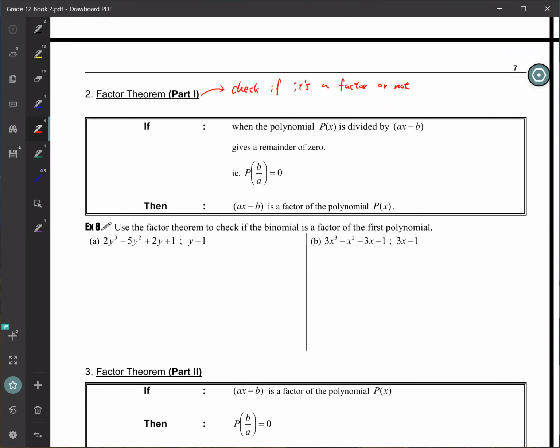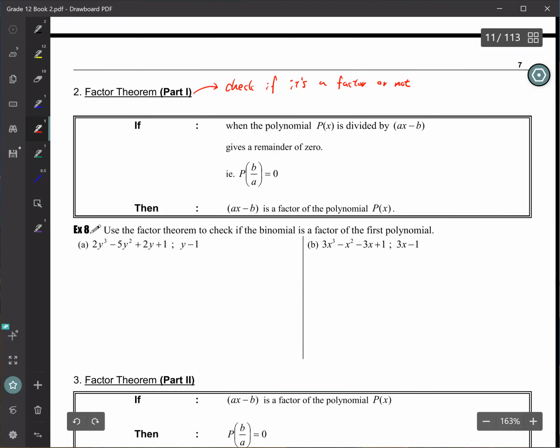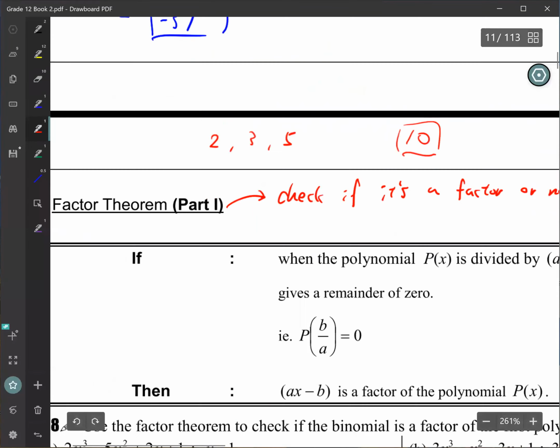So for example, let's say you have a list of numbers, right? So let's say 2, 3, 5. Which one of these is a factor of 10? Cindy? Which one is a factor of 10? 2 and 5. 2 and 5, yeah, very good.